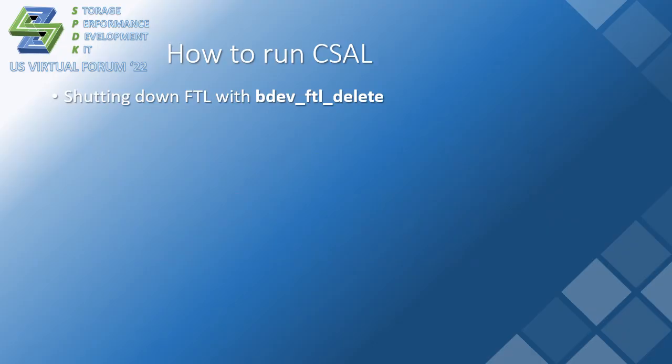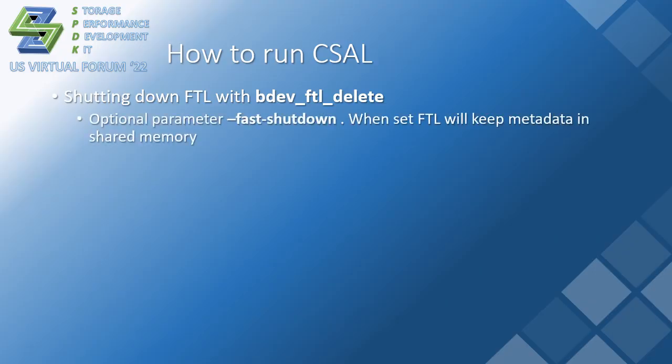Now we can look at the BDEF FTL delete. Utilizing this RPC call will cause FTL to synchronize its metadata to the base and cache devices and shut itself down, ready to be loaded in the future. Other than the name of the FTL BDEF, this RPC only has one other optional parameter, fast shutdown. Similar to the creation case, this allows specifying if FTL should utilize shared memory to speed up the shutdown process by keeping some metadata in the shared memory and skipping synchronization of it to the device.